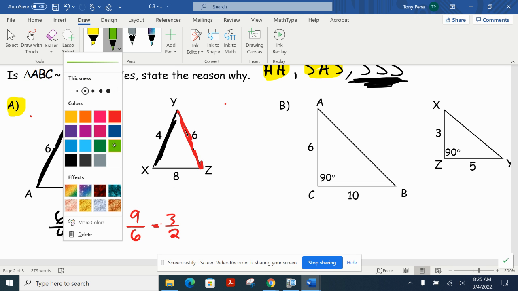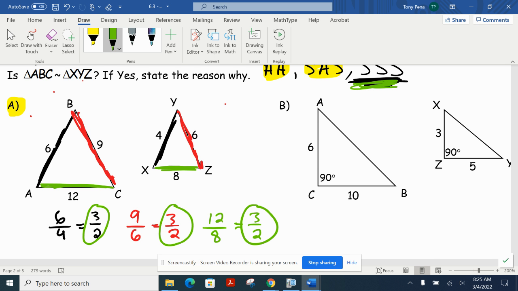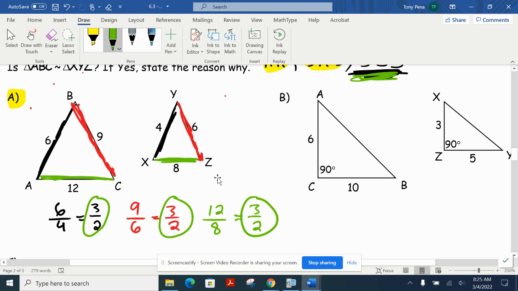And then last but not least, when we do these sides here, the corresponding sides, if I did 12 over 8, these are both divisible by 4. Those also reduce down to be 3/2. So the first side, the second side, and the third side all have the same ratio. That's what side, side, side means. So in this case, you're going to put yes. And we would just say because of side, side, side. That's the theorem we would use to justify that, yeah, those are in fact similar triangles.